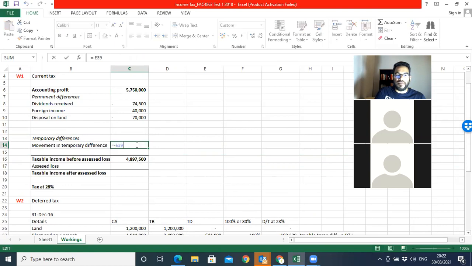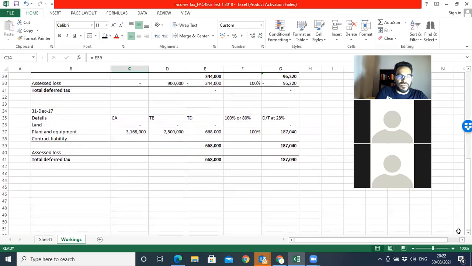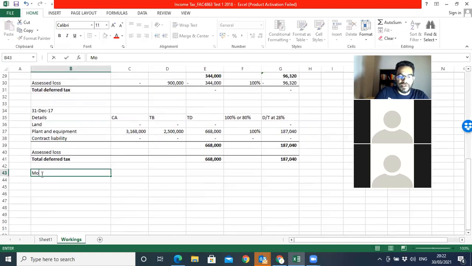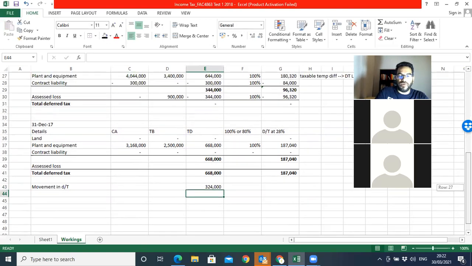Oh, sorry, I used the wrong number over here. I just need to fix that up quickly. I must use the movement in temporary difference, the movement in deferred tax, which is going to be 2017 minus that. Okay, so I'm going to bring in 324.